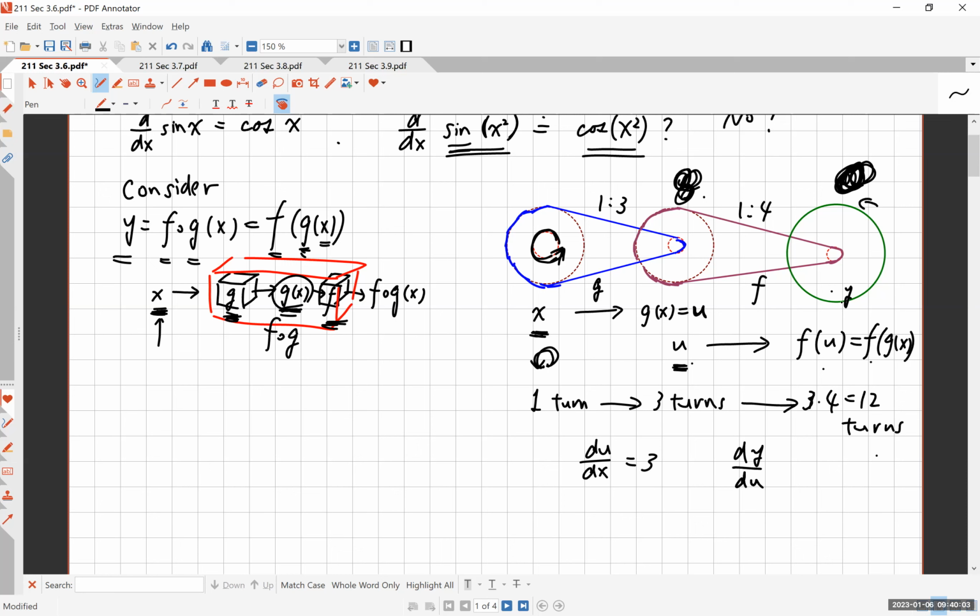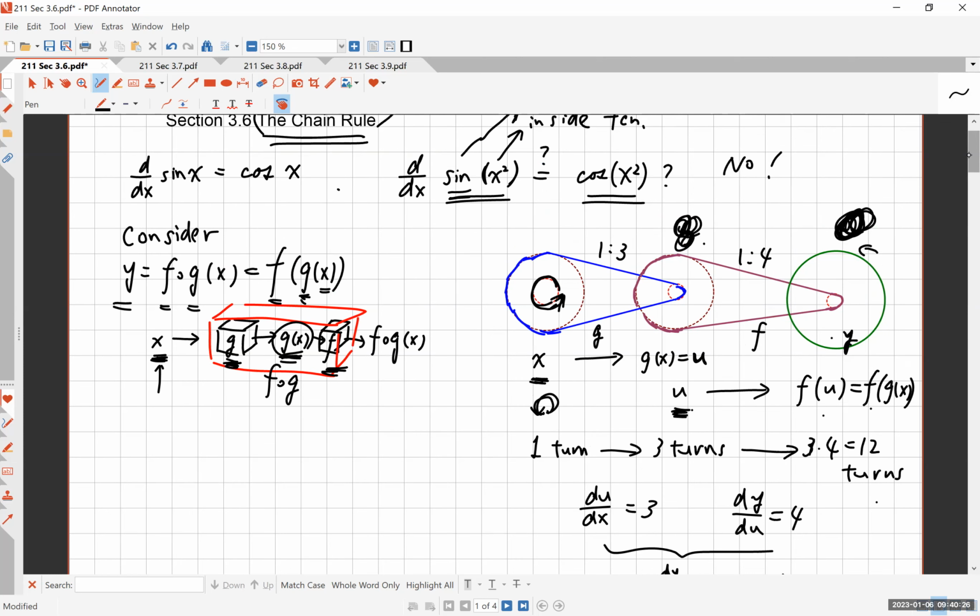dy du, so if you take the derivative of y, f of u, with respect to u, which is g of x, this is actually 4. And what I'm saying is dy dx is actually the product of these. That's 12. I think if you look at the series of chains and gears, you can see where this number is coming from. It's pretty obvious that you have to multiply these 2 derivatives together, right?